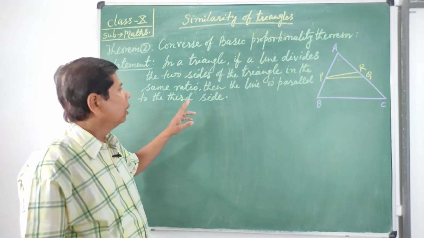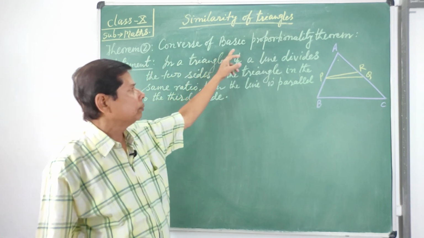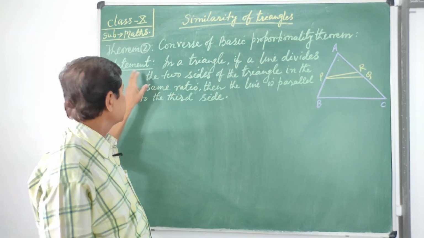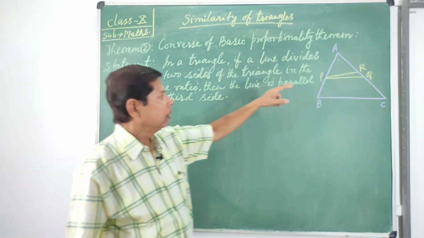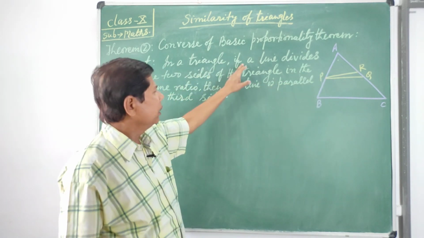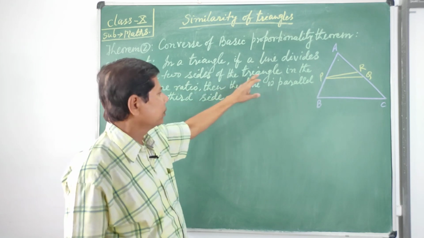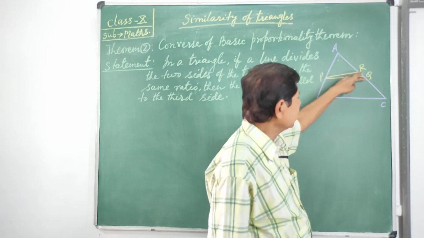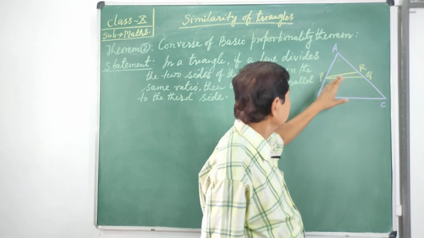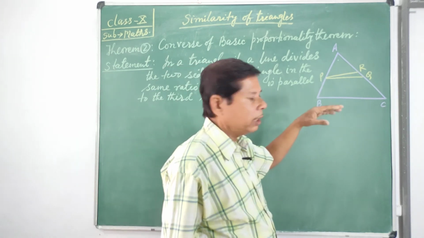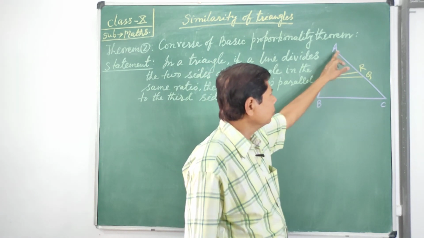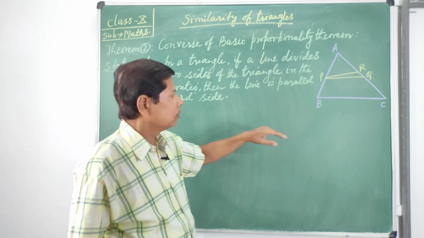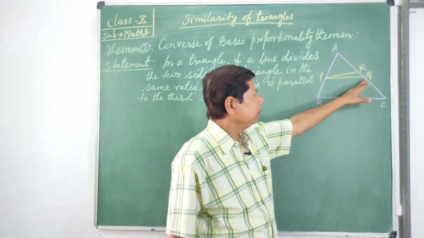Now, the second theorem is the converse of the earlier theorem, that is, the converse of the basic proportionality theorem. The statement is: in a triangle ABC, if a line divides two sides of the triangle, these two sides AB and AC, this line PQ divides AB and AC in the same ratio, that means it is already given that AP by PB equal to AQ by QC, then the line is parallel to the third side. So the third side is BC.